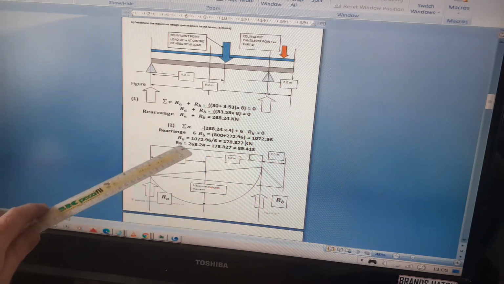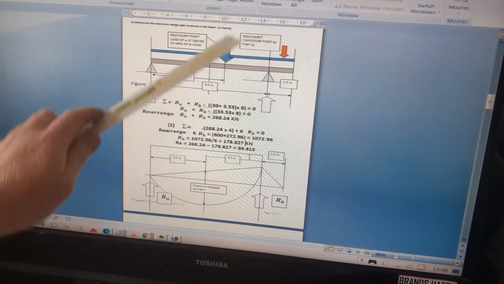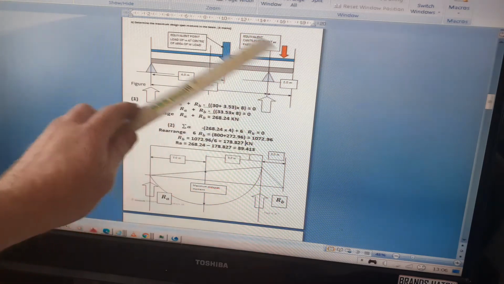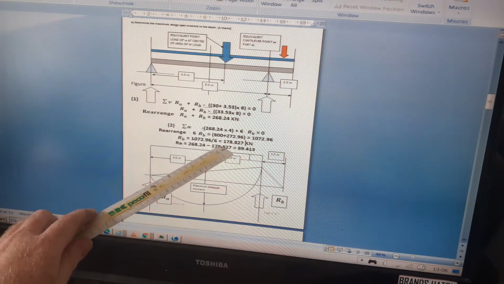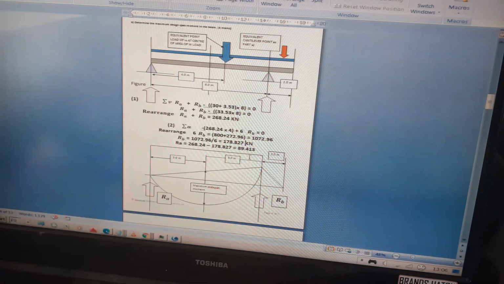So then that means RB is equal to 178.827, and RA, plug that back into the vertical equation, and you've got RA equals 262.26, which is the total vertical load down, minus RB up, minus 178.827, and that gives you 89.413 kilonewtons.